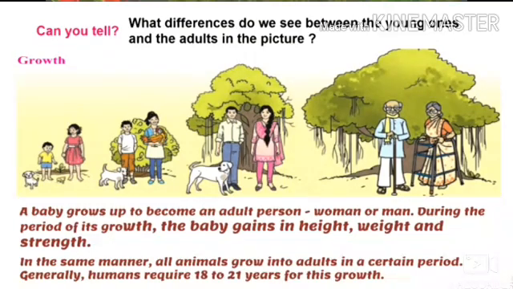So that is one characteristic of living things, that is growth. Only living things have this characteristic, growth. All animals grow into adults in a certain period, but there is a limitation for their increasing height. Generally, human beings require 18 to 21 years for their growth. For increasing our height there is an age limit. Human height will increase up to 18 to 21 years.